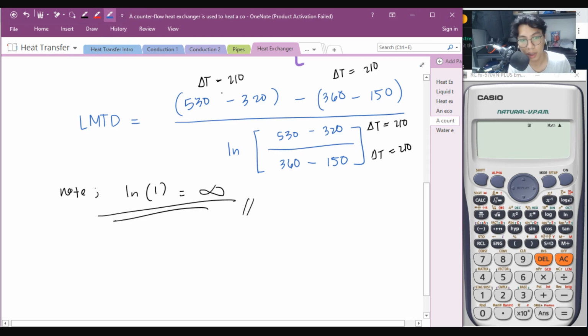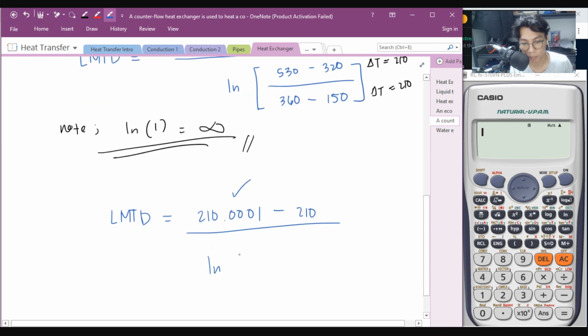For LMTD, gawin mo to. Kapag ganyan, nag-equal yung dalawang changes. So, lagyan mo dito ng 210.0001 minus 210. Una pa rin, divide mo ng natural logarithm nung 210.0001, 10 thousandths of the decimal, divide by 210. May makukuha ka pong value dyan. Let us see.